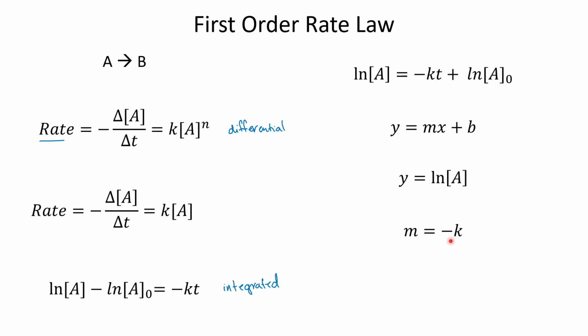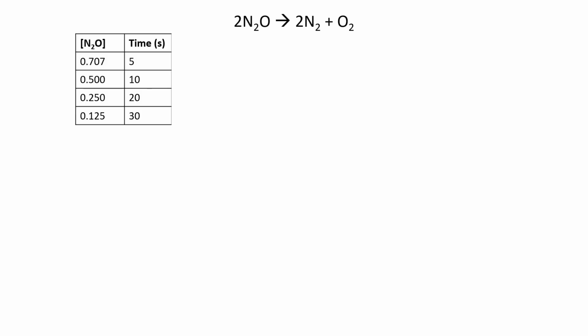Now, what about slope? Slope is going to equal the negative value of k. Well, remember, what is k? k is your rate constant. This is unique for every reaction. Finally, your b or your y-intercept is simply going to be the natural log of your initial concentration of A. So let's see how we put this into practice with an example.